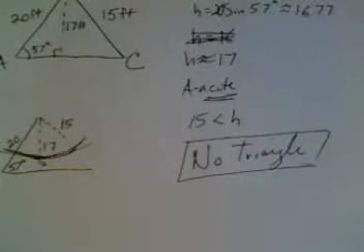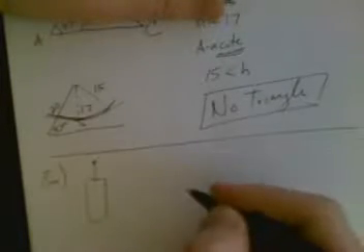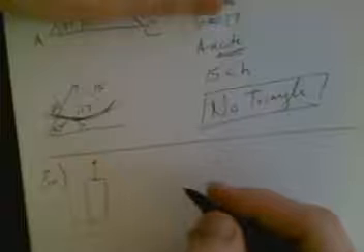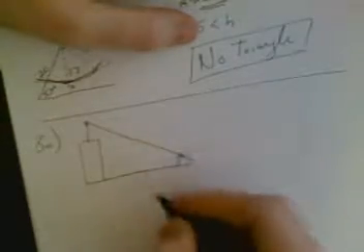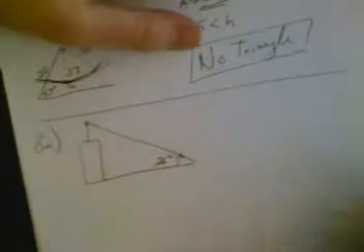Let's talk about 8a. For 8a, we have a radio antenna 85 feet high located on the top of an office building. So I have an office building and I have a radio antenna, at a distance AD from the base of the building. The angle of elevation to the top of the antenna is 26 degrees.